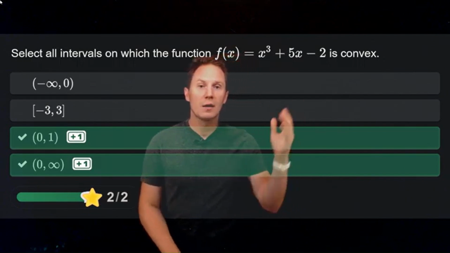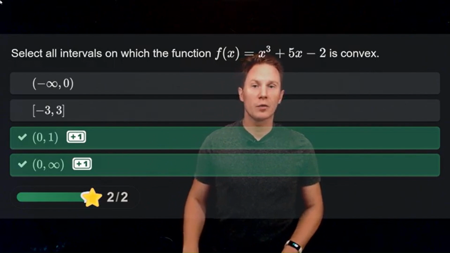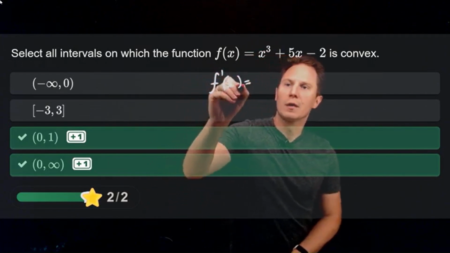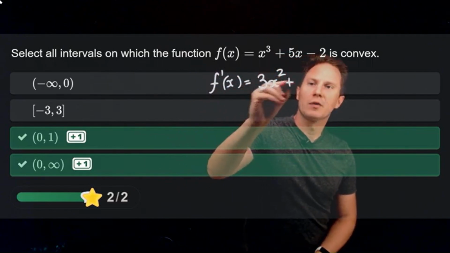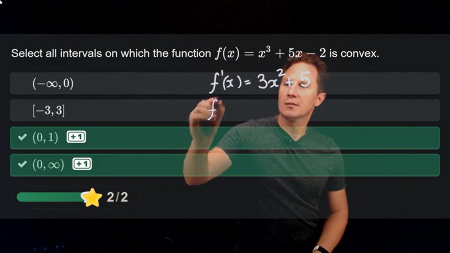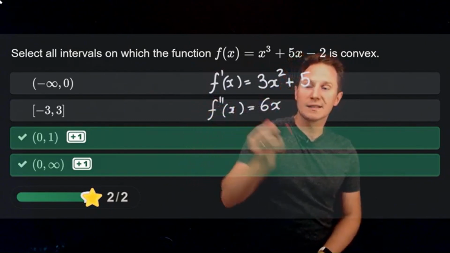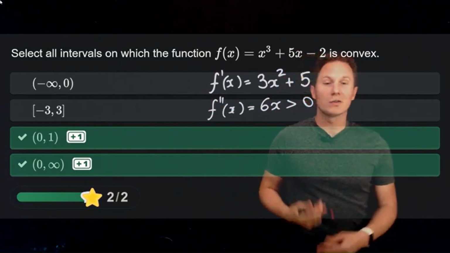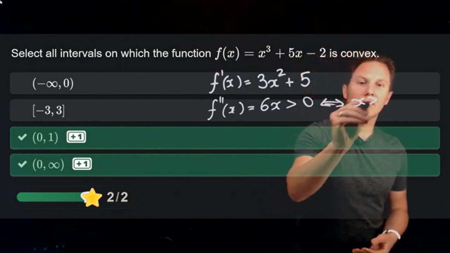Well, to find where the function is convex, we need to find where the second derivative is positive. So let's first compute the first derivative of our function f. We get 3 times x squared plus 5. Its derivative, the second derivative of our function, would be 6x. To see where this is positive, we just have to look at where 6x is positive, and that happens exactly when x is positive.